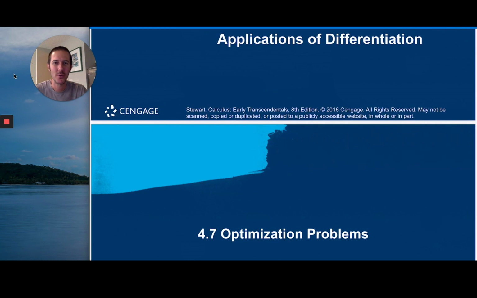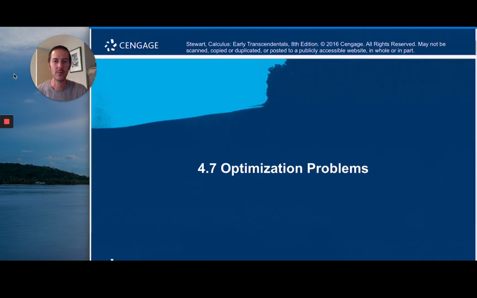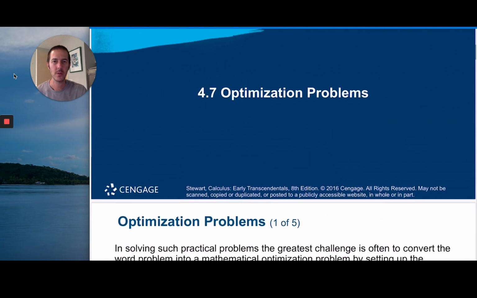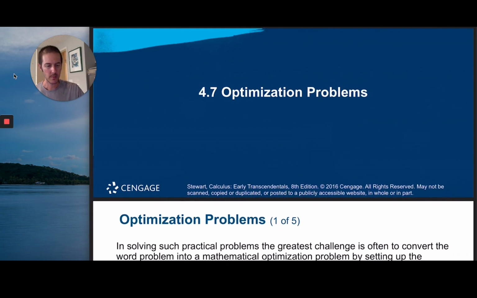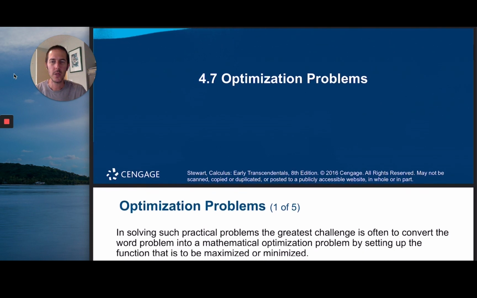Welcome to Chapter 4, Section 7. In Chapter 4, we've been talking about applications of differentiation, and we are now going to talk about some optimization problems. The format of this video will be me going through the slides provided that go along with Stewart's Calculus Early Transcendentals 8th edition.